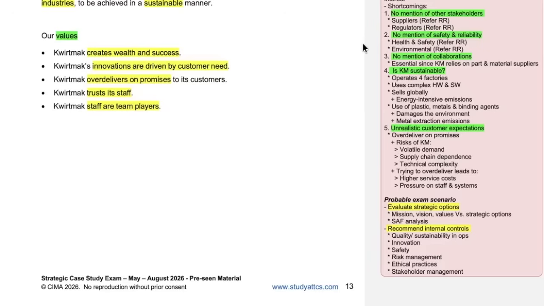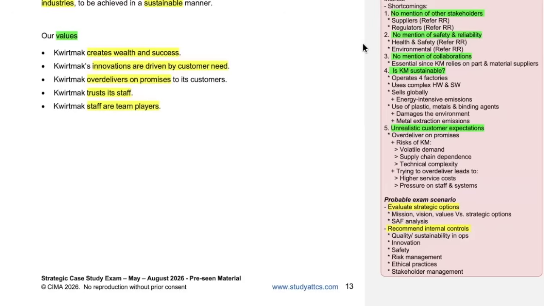And also when it comes to the type of raw material utilized within these 3D printers, we use plastic, metals, and various different binding agents, and these things will end up damaging the environment. And if you look at metal extraction processes, they are high. They emit a lot of emissions.